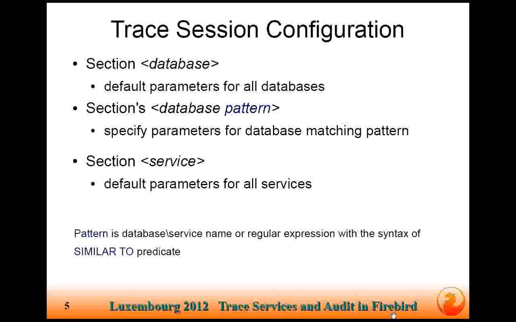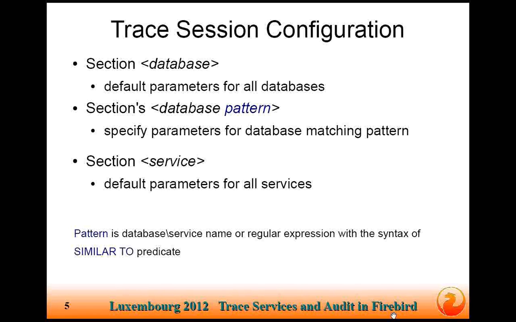Database sections could take a parameter, a database name pattern, which could be the whole path for the database, or a database alias, or it could be a regular expression, which is used in Firebird, for example, in the similar to predicate. So you can specify in the default database section common parameters for all database tracing and override these parameters for some particular database.